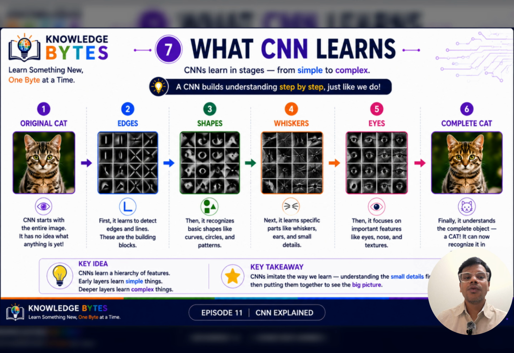So let's see how the learning process goes. The first layer detects the edges. The second layer combines edges into shapes.